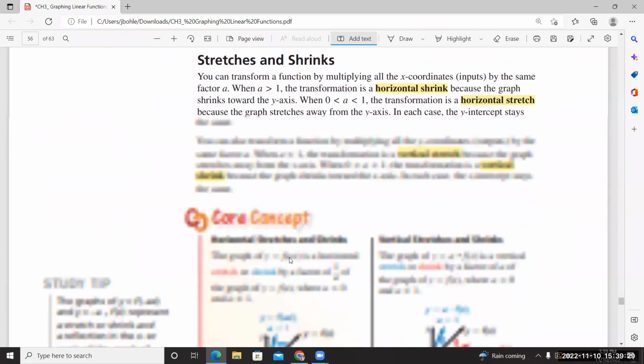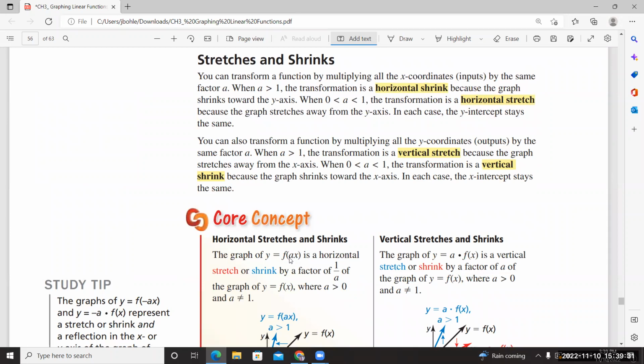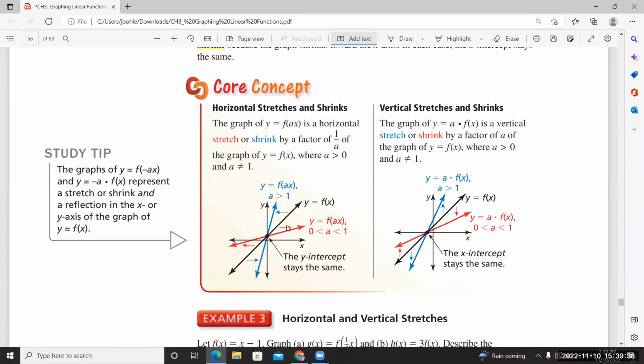All right, now we're going to move on to the last one, which is going to be horizontal stretches and horizontal shrinks. So essentially a horizontal stretch is taking the graph and stretching it away from the y-axis or shrinking it back towards the y-axis. A vertical stretch is taking it from the x-axis and stretching it away from the x-axis or shrinking it down towards the x-axis. And those two things are the only things that you really need to know how to do from this section.